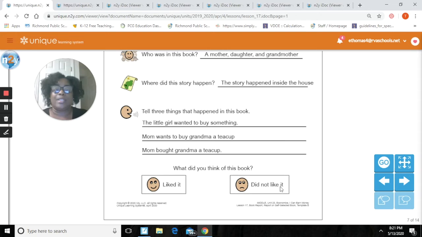Liked it or did not like it? Tell me, just point to the screen and tell me how you feel about the book. I liked it. But that's my opinion. My opinion is how I think of it, and you're not going to like every book that I may like, and it's okay. But I liked it.